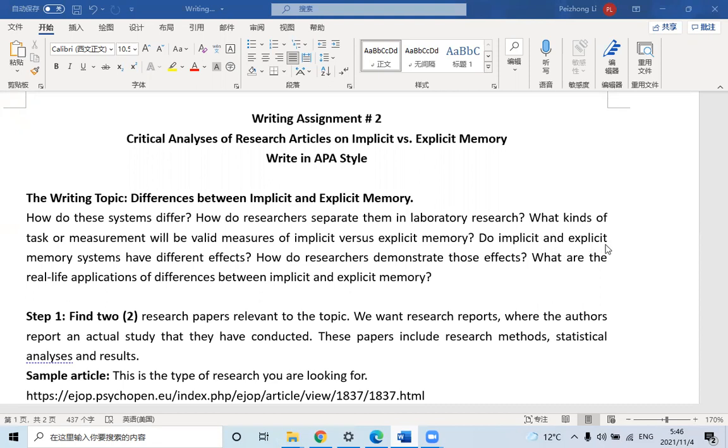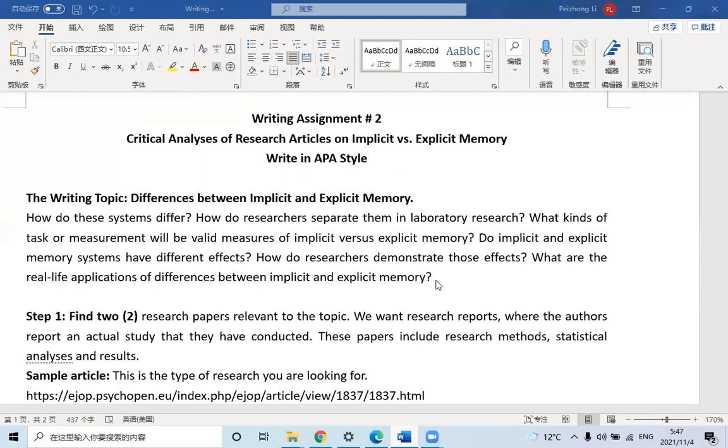Do implicit and explicit memory systems have different effects? How do researchers demonstrate those effects? What are the real-life applications of the differences between implicit and explicit memory systems? These are the topics you can write about, but you don't have to write about all of them.